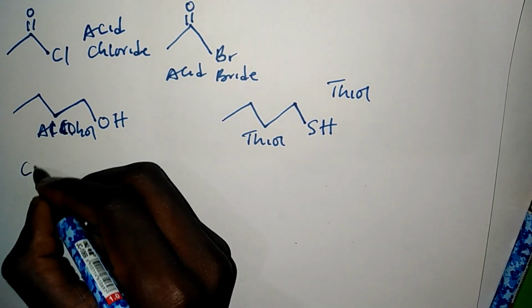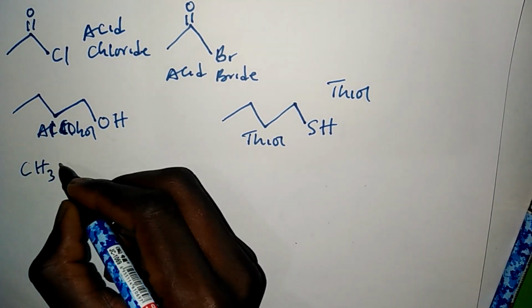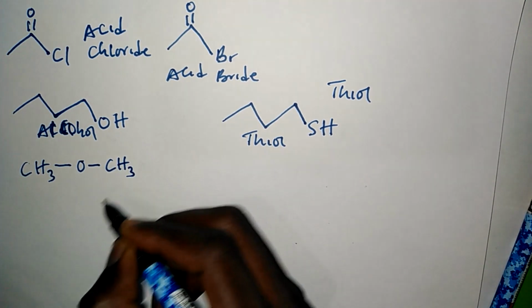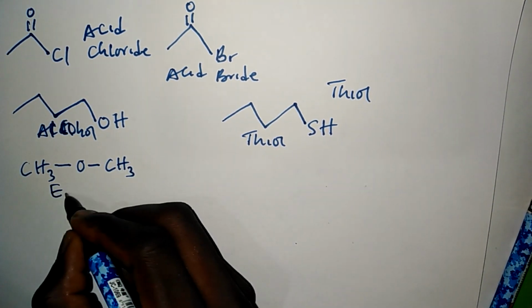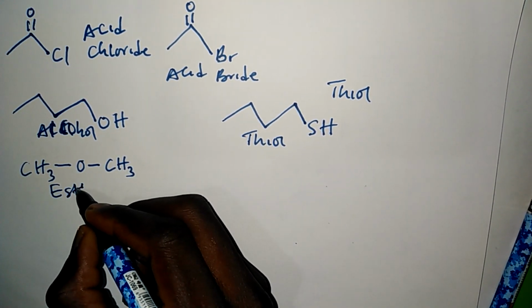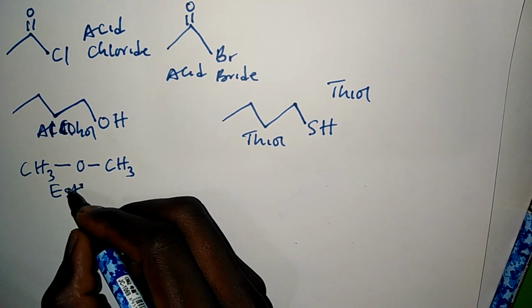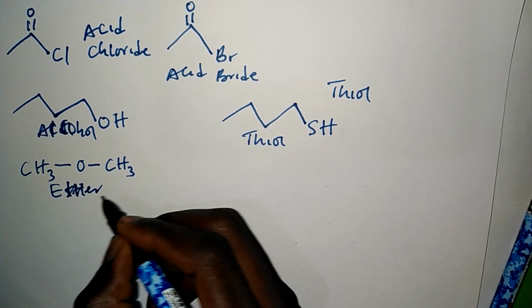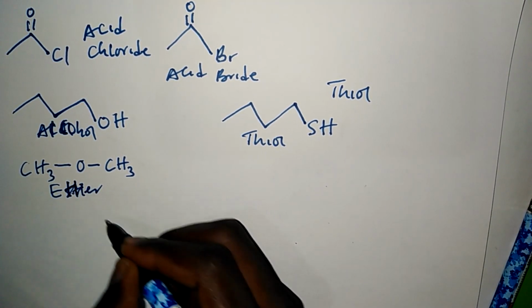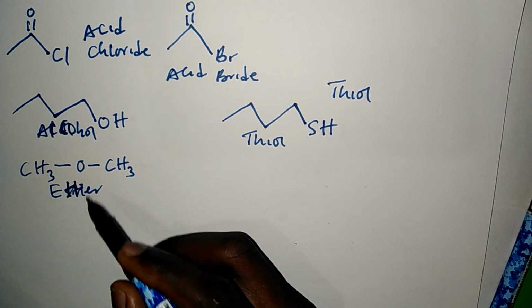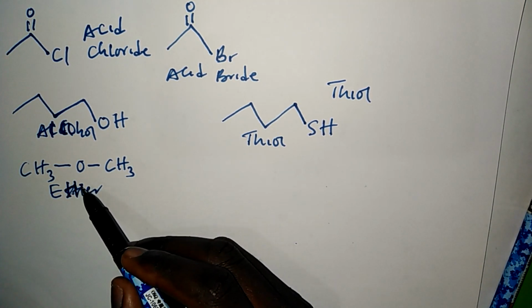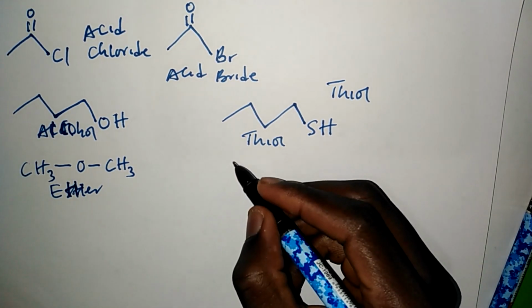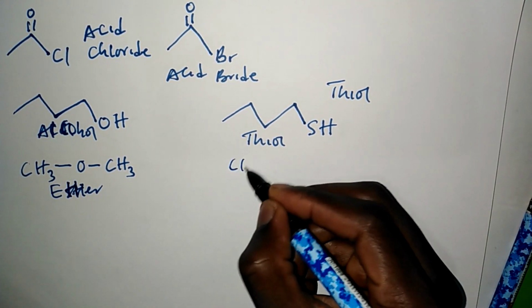Now, what if you now have an ester, CH3, an ester? Sorry, an ether, not ester, please. This is an ether. This is not an ester. Whenever you see oxygen bonded to 2 R groups, it is an ether. Now this is an ether.